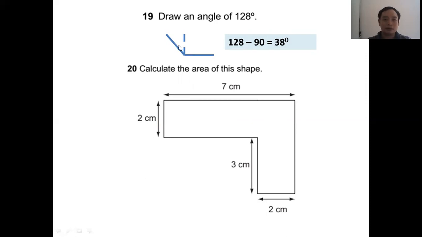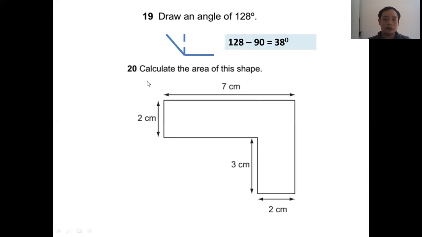So how can I guess 38 degrees here? 38 is bigger than 30 degrees, which means bigger than 1/3 of the 90 degrees. So I will guess roughly where 38 degrees will be. In the exams, don't worry about the accuracy of the angle, because the examiner will probably just see whether you get a certain shape of the angle and they will give you the mark. They don't actually measure accurately your angle of 128 degrees.